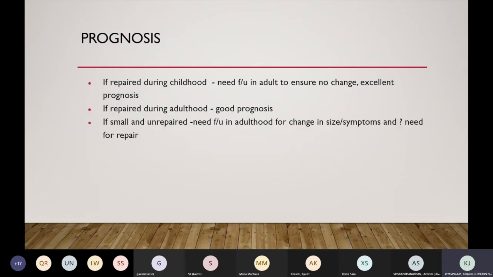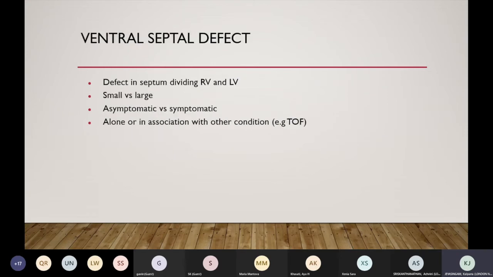Generally speaking, children who had a repair during childhood need to follow up into adulthood just to make sure that everything is fine, and they usually have a very good prognosis. Similar applies for adults who got it repaired in adulthood, and those who had a small or unrepaired ASD might be followed up until adolescence, just to make sure that they don't become symptomatic or it does not change in size and they don't end up requiring surgery. So that is ASD.